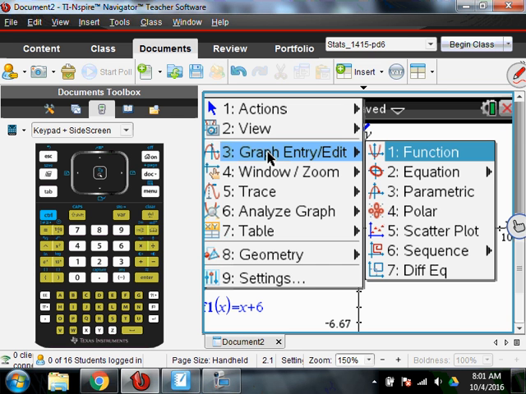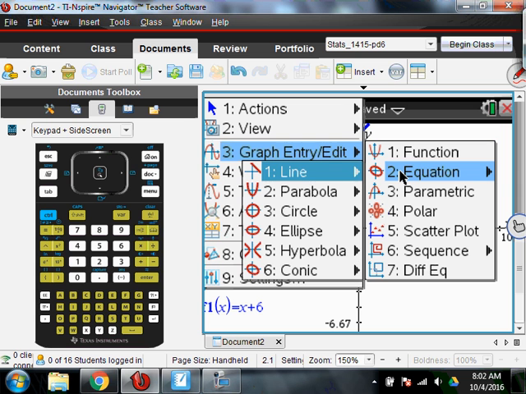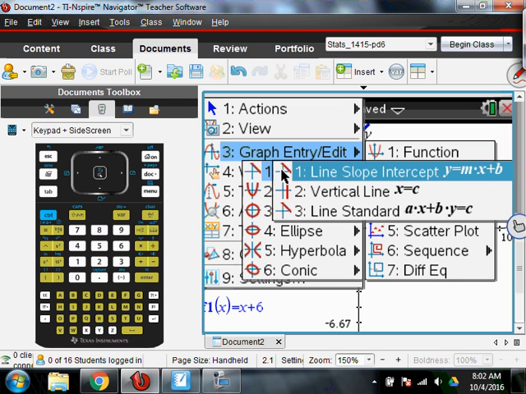Okay. Some of the operating systems might be a little bit older, but you should still be able to do this. Can you go to equation? And then equation of a line? And then does it have an option for line standard? Okay.